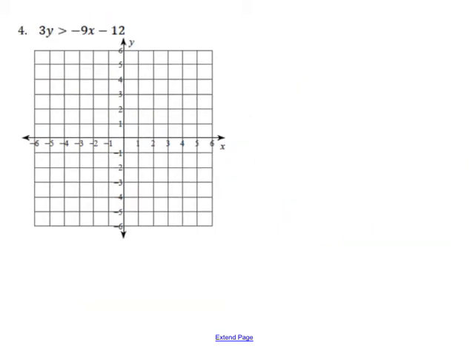Taking a look at number 4, I have 3y is greater than negative 9x minus 12. Before I can make any decisions about the inequality, I need to solve for y.